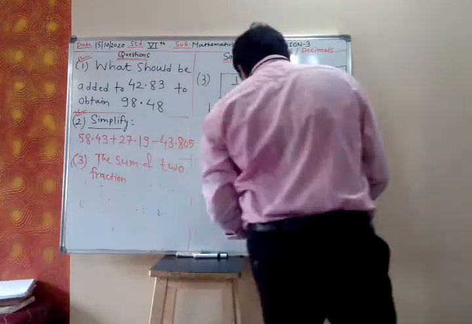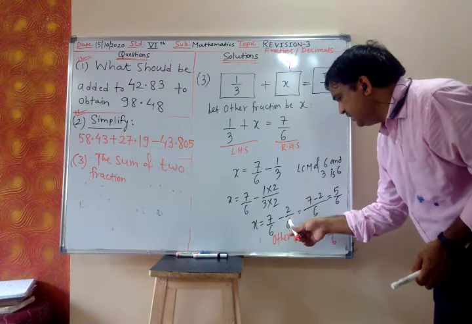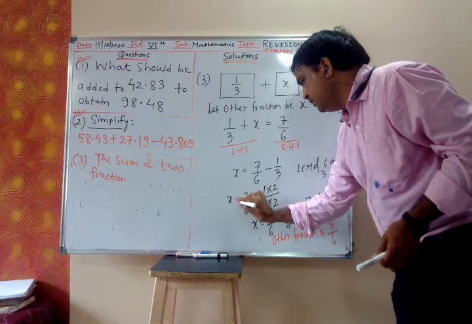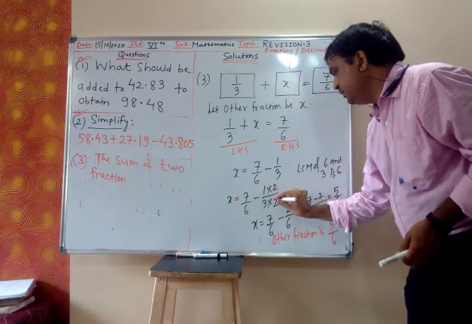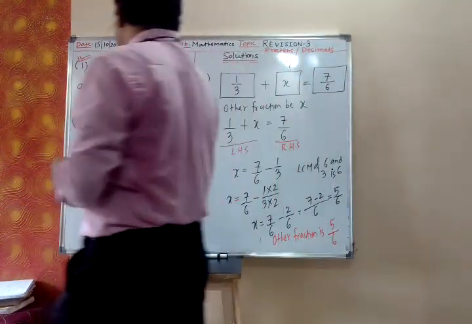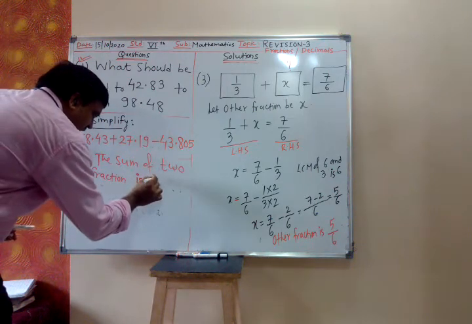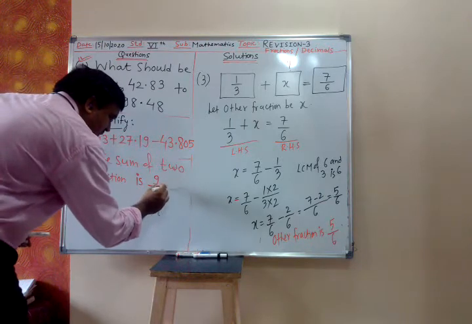See, my dear, I have written x is equal to 7 by 6 minus 1 into 2 upon 3 into 2. The sum of two fractions. The question I am writing is 9 by 8.